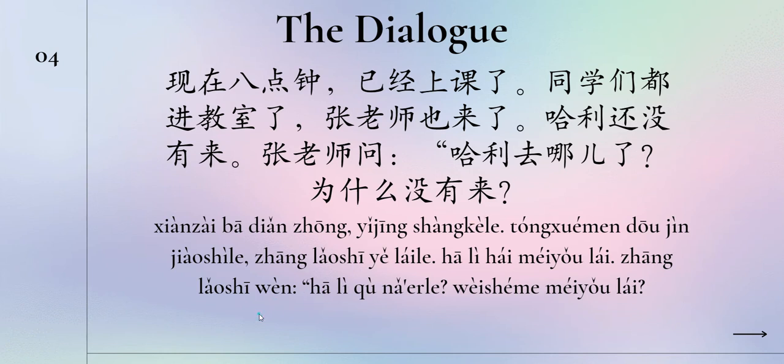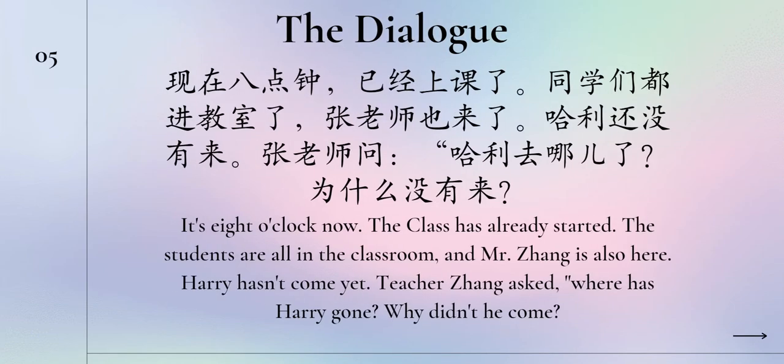Okay, I also gave the English translation of this. You can see it from here. It's 8 o'clock now. The class has already started, as I said, 已经上课了. The students are all in the classroom, 同学们都进教室了. 张老师也来了. Mr. Zhang is also here. He also came. 哈利还没有来. Harry hasn't come yet. Teacher Zhang asked, 张老师问, 哈利去哪儿了? Where has Harry gone? Where did he go? Why didn't he come? 为什么没有来?